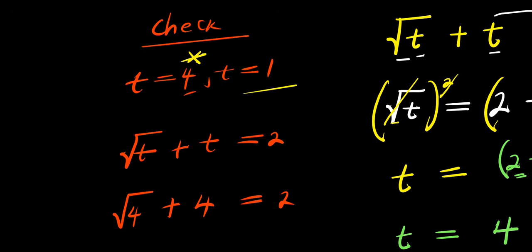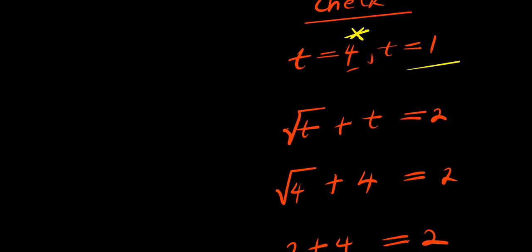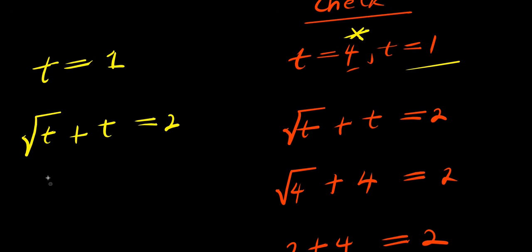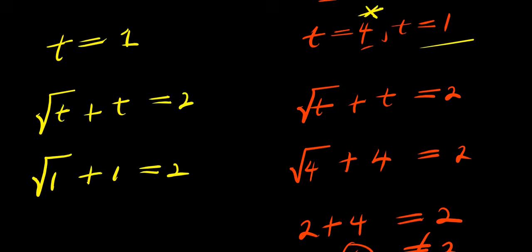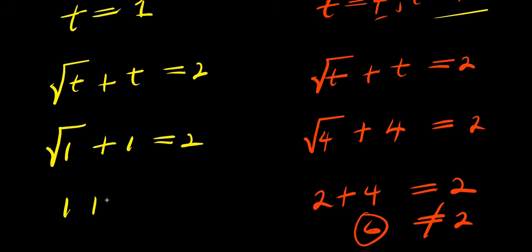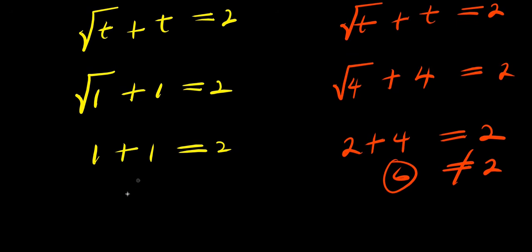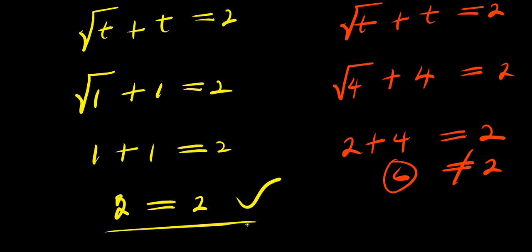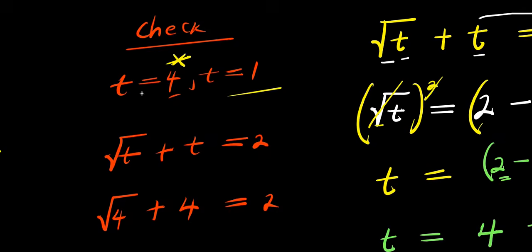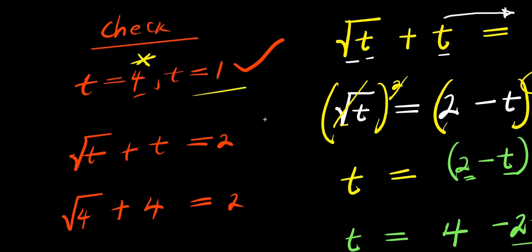Let's consider when t equals 1. You have square root of t plus t equals 2, and t is 1. The square root of 1 plus 1 equals 2. Square root of 1 is 1, plus 1 equals 2. And 1 plus 1 here is 2, and this equals 2. This has satisfied the equation. So the only correct solution here is t equals 1.